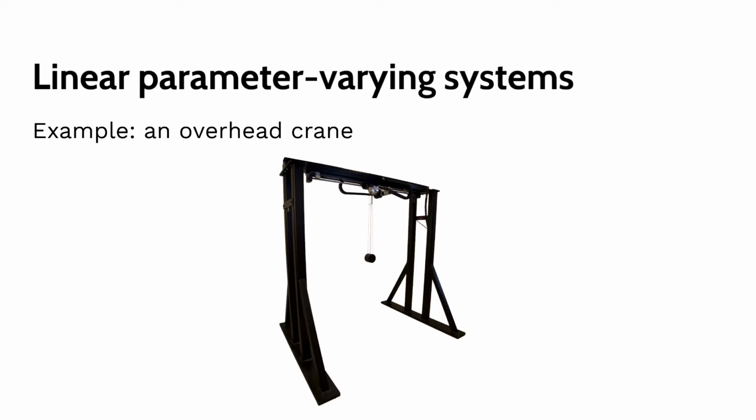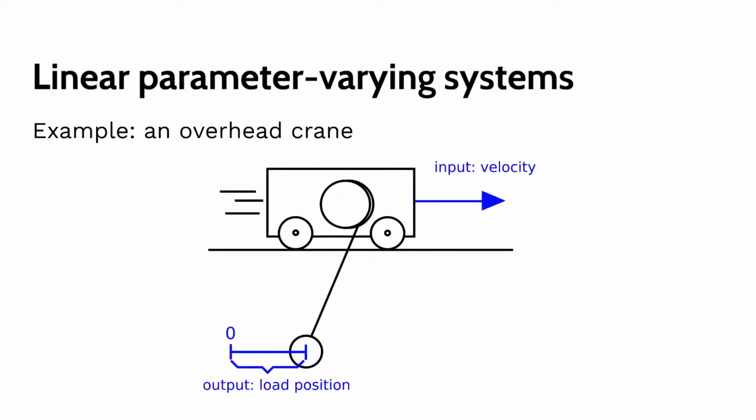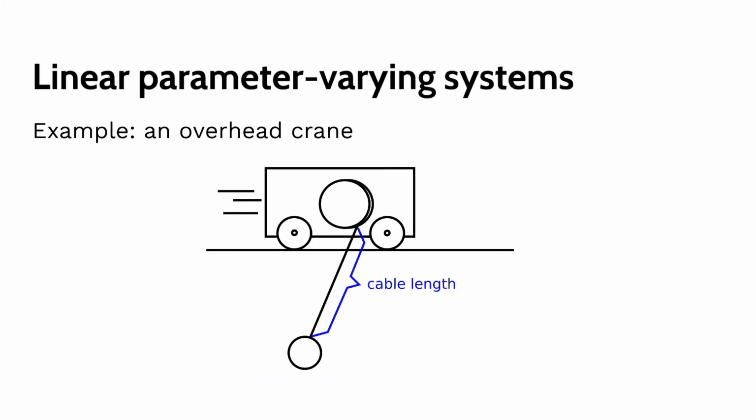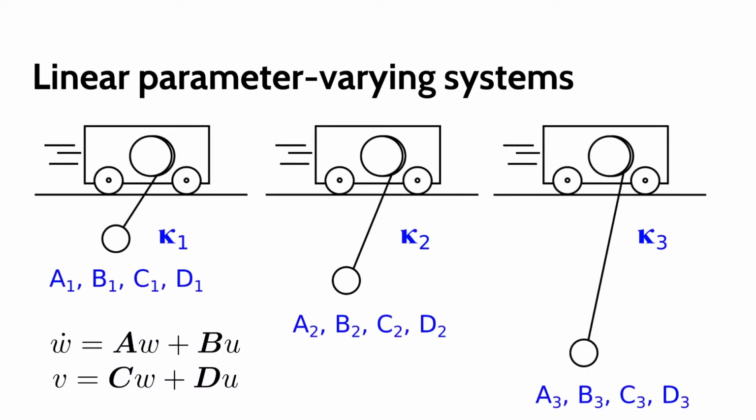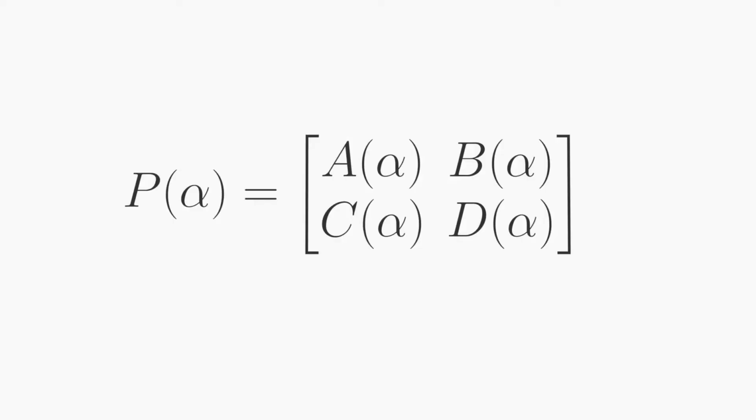Let's take the mentioned overhead crane as an example. The input to the system is the velocity of the cart and the output is the position of the load. However, the system only behaves linearly when the cable length is fixed. So what we can do is that we make the cable length our scheduling parameter, and we identify LTI models of the system, in this case state space models, at different cable lengths. Let's group our state space matrices into a single matrix P.